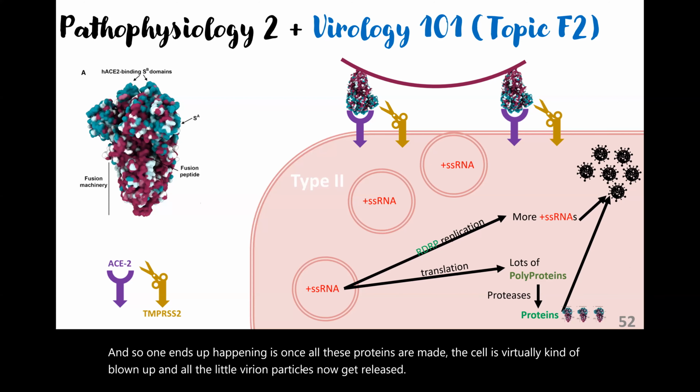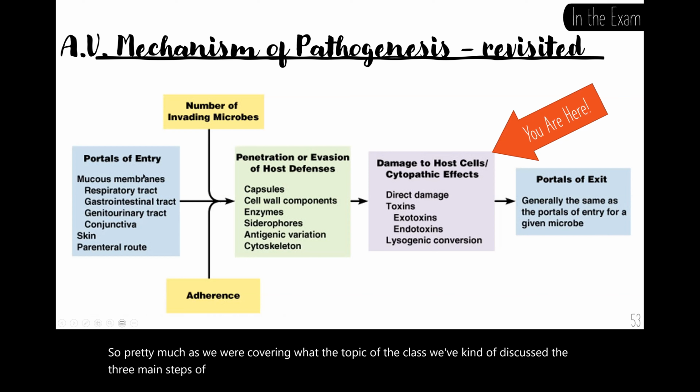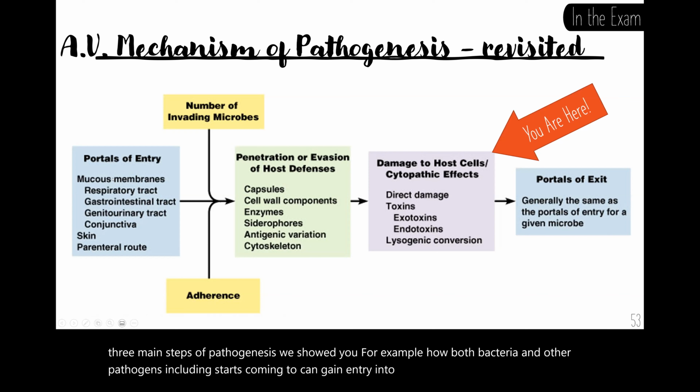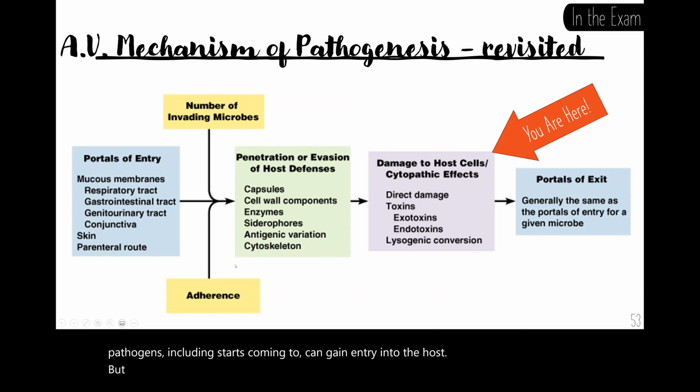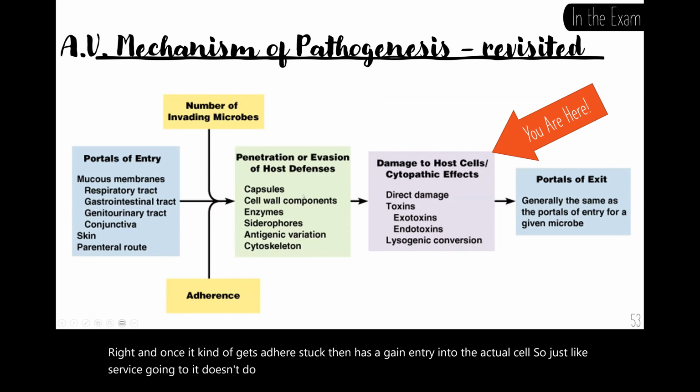Okay, so as we were covering with the topic of the class, we've discussed the three main steps of pathogenesis. We showed you, for example, how both bacteria and other pathogens, including SARS-CoV-2, can gain entry into the host. But then once it gains entry, it has to stick to it. So this is the model of adherence. And once it gets adhered or stuck, then it has to gain entry into the actual cell, just like SARS-CoV-2 does through that ACE2 receptor.